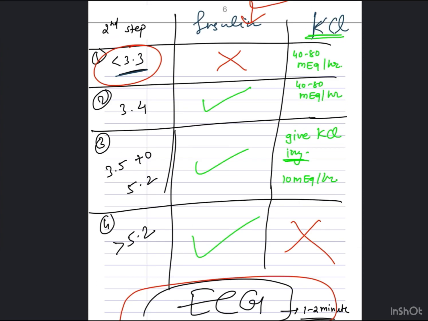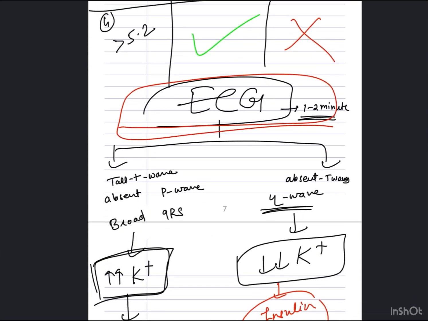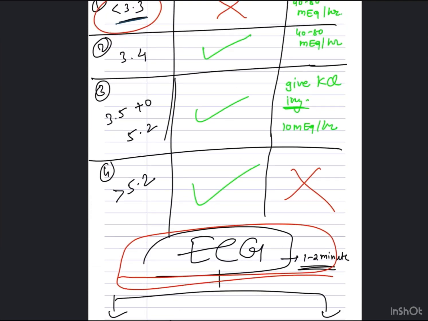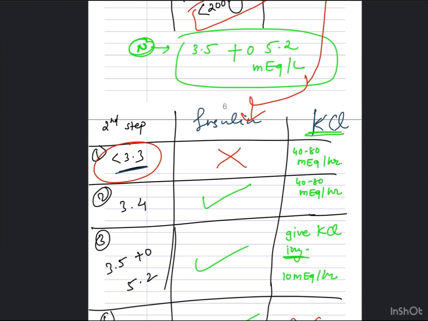Ideally it is best to do a blood test. But if blood tests are not available, or if blood tests take some time and you need to start insulin or potassium, whatever is needed immediately, you can rely on ECG findings, but ideal is a blood test. So it was all about diabetic ketoacidosis due to deficiency of insulin.